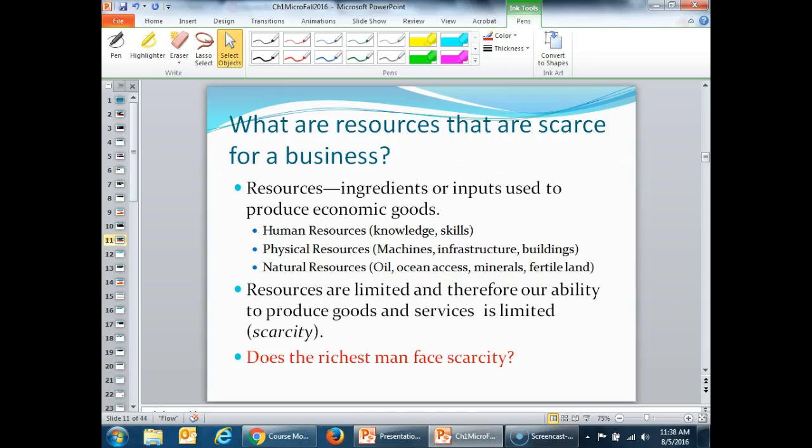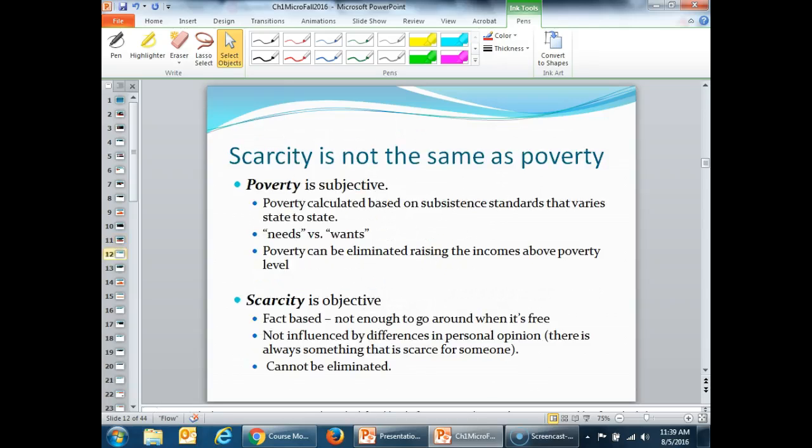So does the richest man face scarcity? Seems like he has infinite budget for whatever he would choose to purchase. Again, according to an economist, a rich man does face scarcity because he doesn't have everything freely available as much as he would like. According to a normal person, no, that rich guy does not face scarcity, okay? He just doesn't, not according to a normal person.